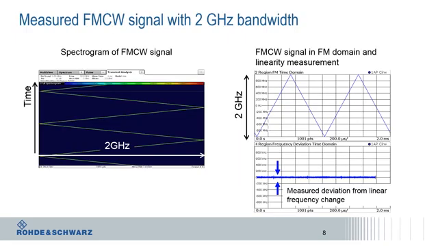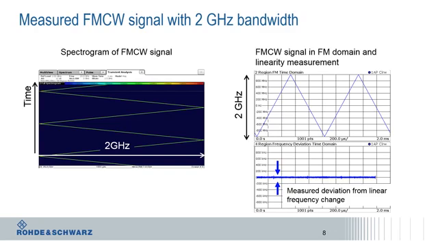So first of all, we have an example of an FMCW signal with 2 GHz bandwidth. On the left-hand side, you can see the spectrogram. On the y-axis there is the time domain, on the x-axis is the frequency domain. So you can see a couple of FMCW sweeps over 2 GHz bandwidth.